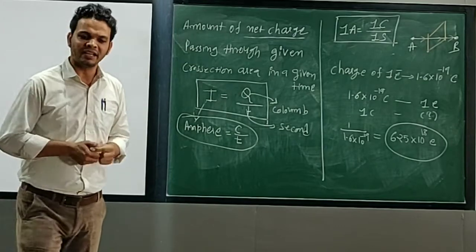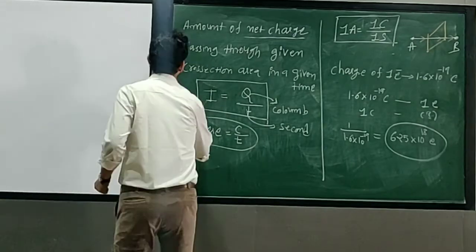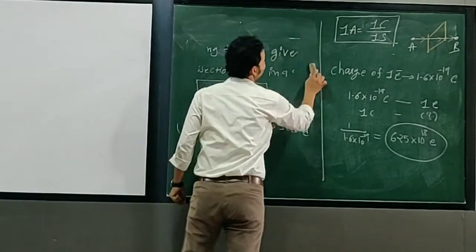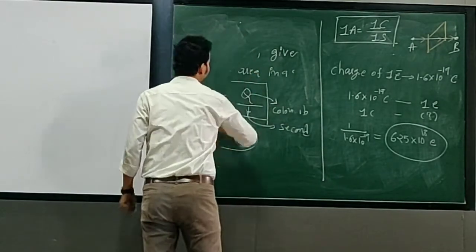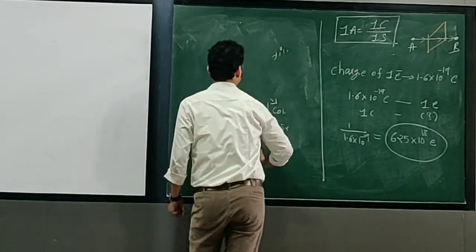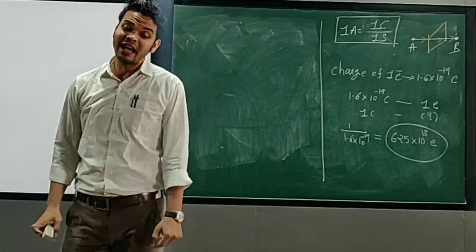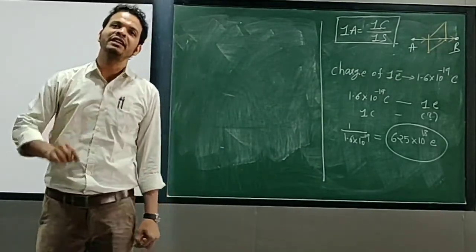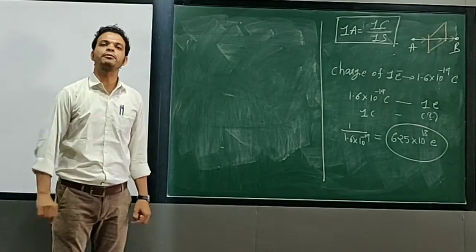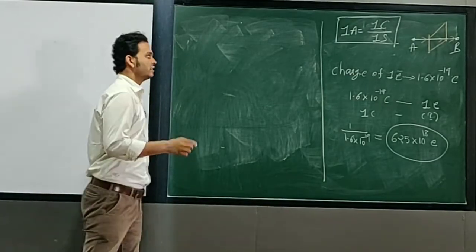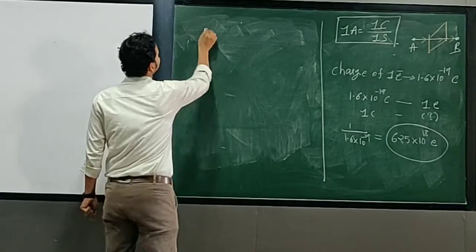Okay. Lastly, there is a device which measures the current. Can you remember the name? Let's say I have a circuit and I exactly want to measure how much current is flowing through it. The name of the device is ammeter.